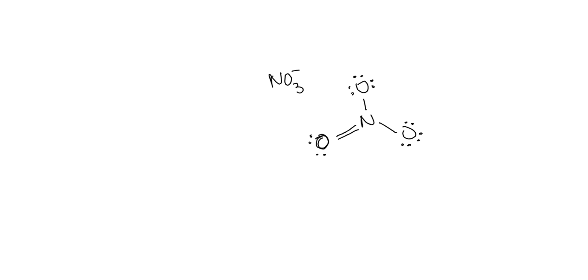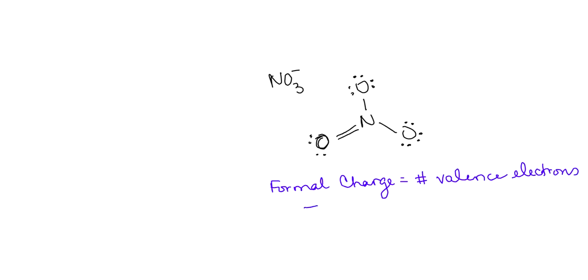So a formal charge per atom, how we calculate it, is going to be the number of valence electrons minus 1/2 the number of bonding electrons minus my lone pair electrons.